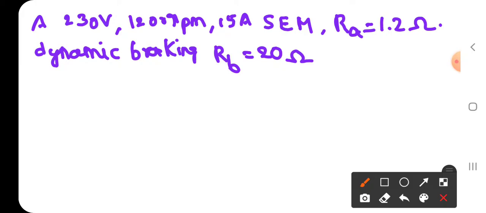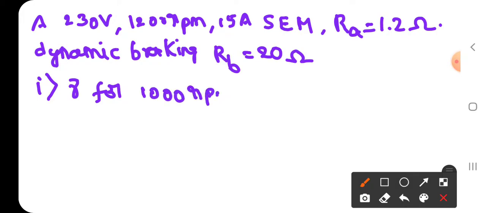Then calculate duty ratio of chopper for motor speed of 1000 rpm and braking torque equal to 1.5 times of rated motor torque.